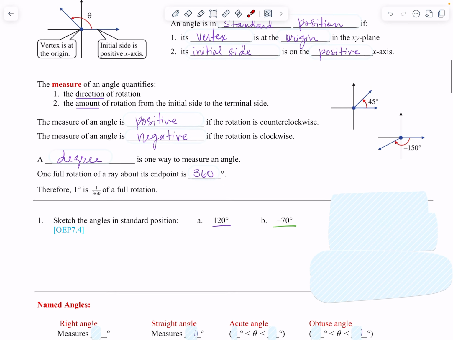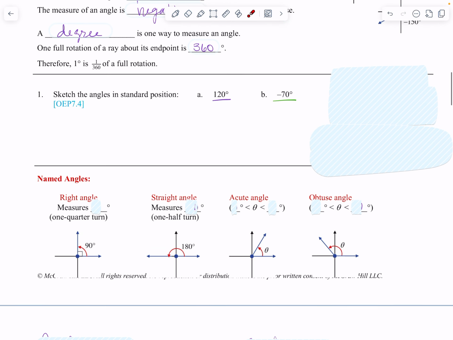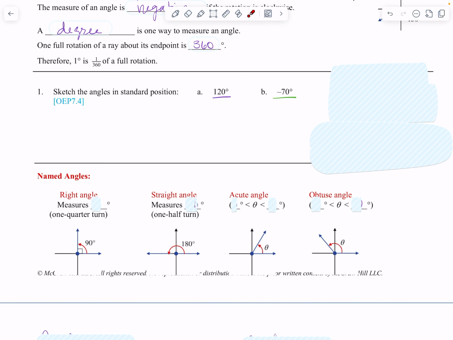Now, you might have to sketch angles in standard position. So let's take a look. First of all, let's sketch an angle that is at 120 degrees. So notice that our initial side is starting on the positive x-axis. We are rotating in a counterclockwise direction, and we will stop. Remember that this is 90 degrees. Going that far is 90 degrees. So we're going to go past 90 to get to that 120 degrees.